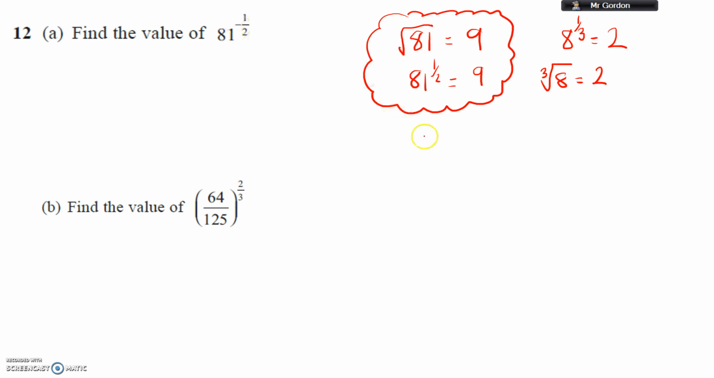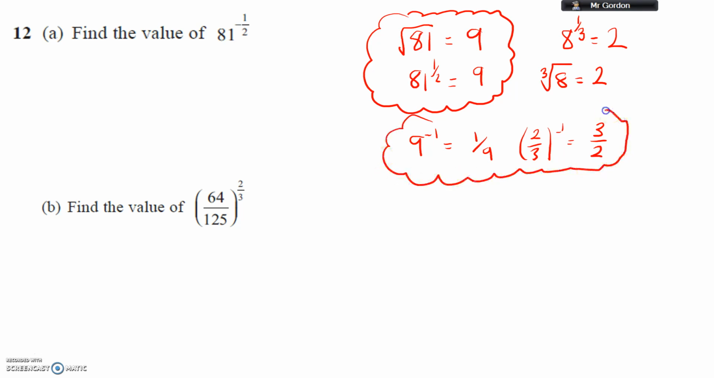So let me give you some examples. We had 9 to the minus 1. That would be the reciprocal of 9, which is 1 over 9. If you had a fraction like 2 over 3 to the minus 1, then that would give you the reciprocal: turn it upside down, 3 over 2. So these are the rules that you need to be aware of before you start this question. And if you don't know them, go and revise them and have a look. It's not really the video to go into full definitions about this. I'm just going to show you how you would do this.